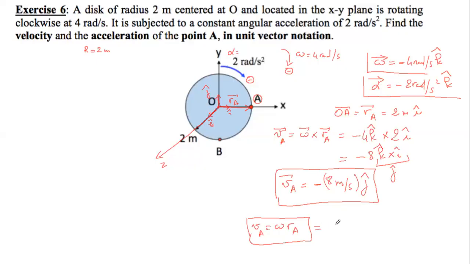So what is the angular velocity in magnitude? It's 4. But the distance, the radius, is 2. So it will be 8 meters per second. But what will be the direction?